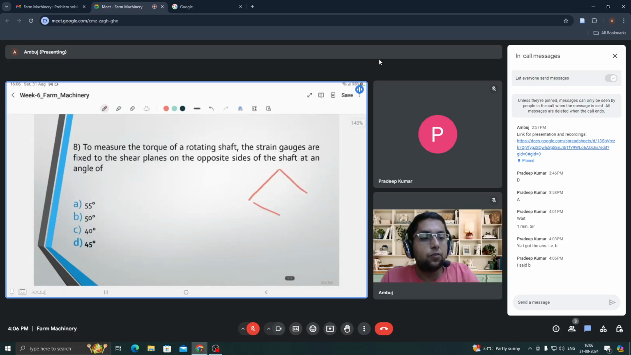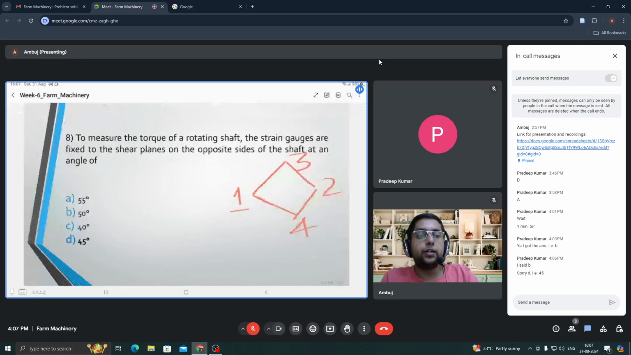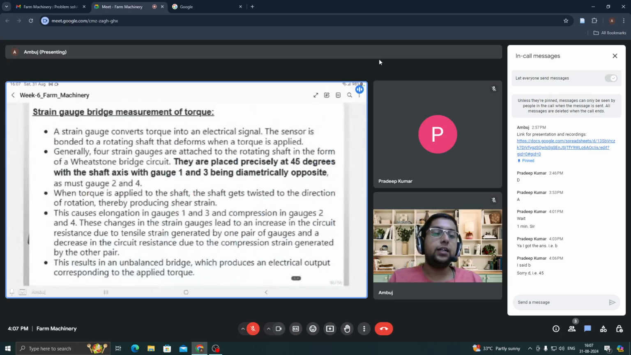There are no spaces there, that is why I've drawn here. This is the configuration. 1, then 3 and 4 that you have to make diametrically opposite. 1, 2, 3 and 4. Same configuration you have to just use. Four strain gauges are attached to the rotating shaft in the form of a Wheatstone bridge circuit, precisely placed at 45 degree with the shaft axis.